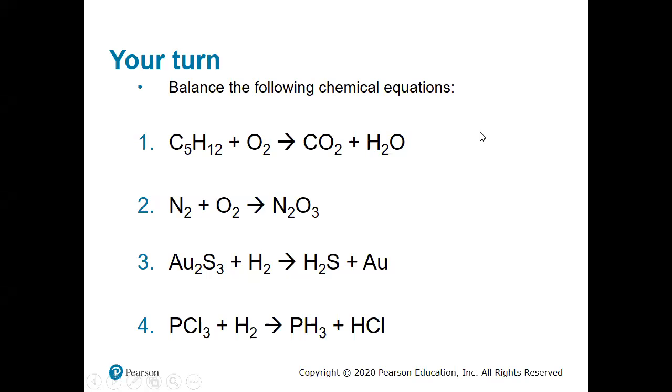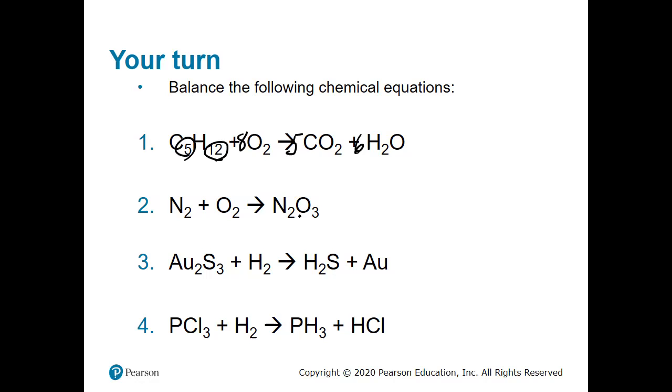All right, so here are the answers for this one. We're going to utilize our fish. So 5 carbon dioxide and 6 water. That means we need 16 oxygen.